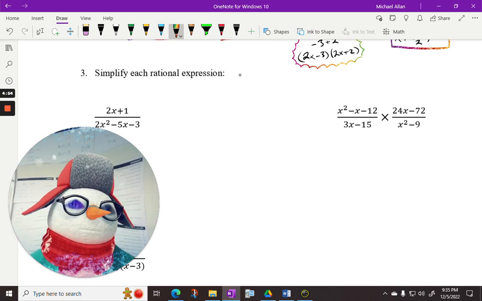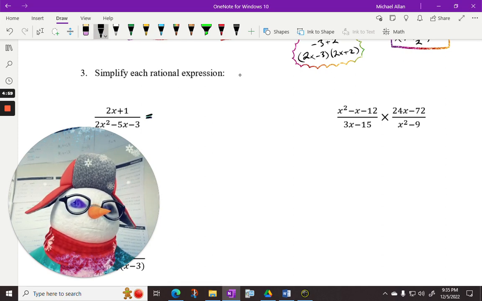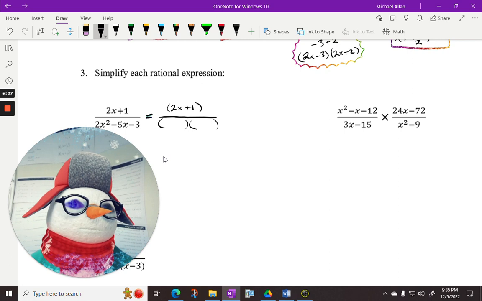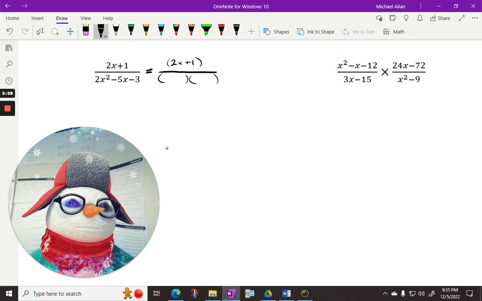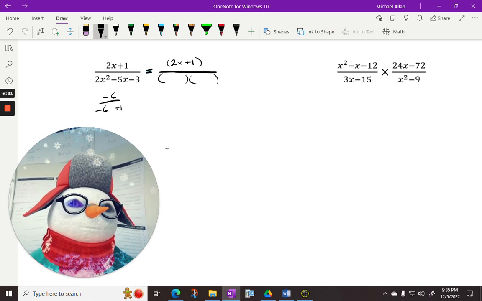Okay? So I'm going to try to factor this one out. Let me just change my color back to what it was before. So the top here, I can't really factor anything. The bottom here, I'm going to try to factor that bottom piece. So again, I'm going to do my factoring over here on the side. What multiplies out to -6 and adds to -5? That would be -6 plus 1 this time. So I'm going to go 2x minus 6, bracket, bracket. And then over here, I'm going to go 2x plus 1.